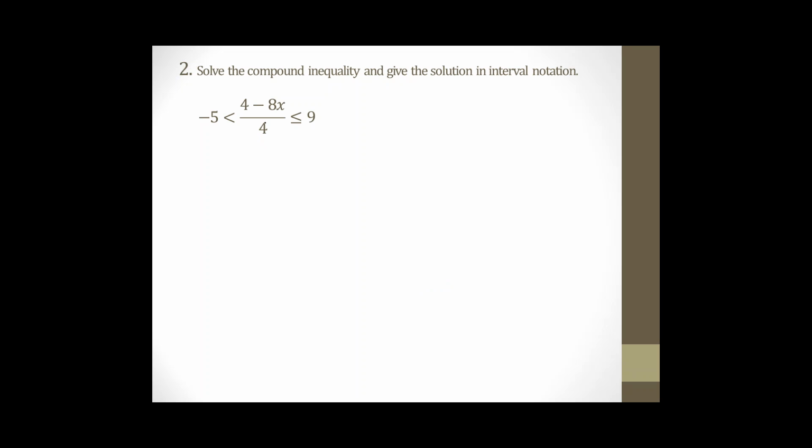So if I look at this problem, what I would like to do first is get rid of this division bar. To eliminate this 4 in the bottom, I'm going to multiply by 4, because if I multiply by 4, the 4 on top and in the bottom would cancel out to be 1. So that's my goal. I'm trying to eliminate it. But what I do to one part of the compound inequality, I'm going to have to do to all the other parts as well. And a compound inequality has 3 parts.